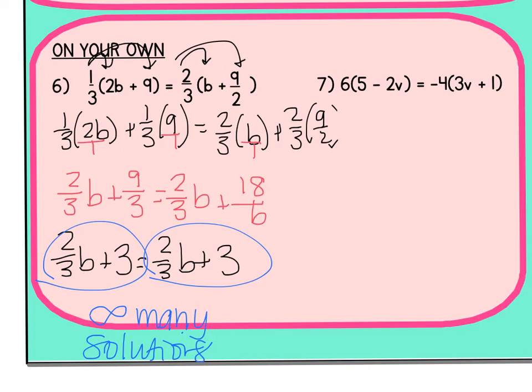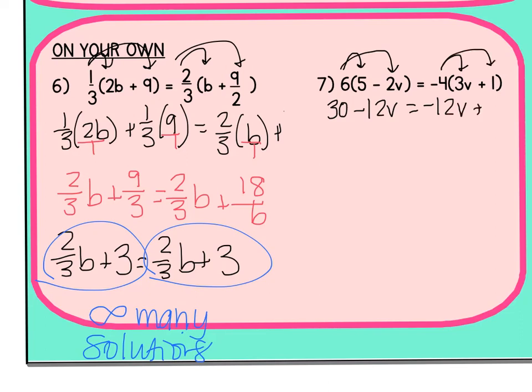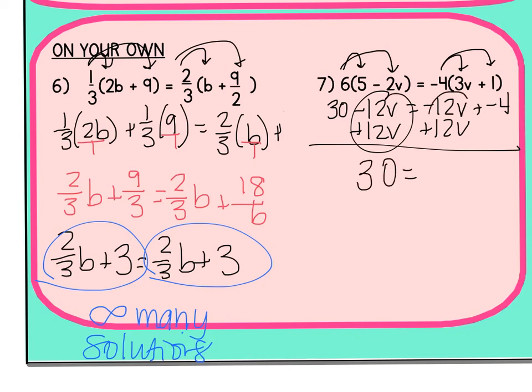I'm going to have to erase just a little bit because I kind of got in that area. So on the next one, the 6 is going to shake hands with the 5 to give us 30, minus 6 shakes hands with the 2v to give us 12v, equals, here we've got negative 12v plus negative 4. If I get rid of the minus 12v, I'll add 12v to both sides, which leaves me with 30 equaling, that's 0, and minus 4, which does not happen, so we have no solution.